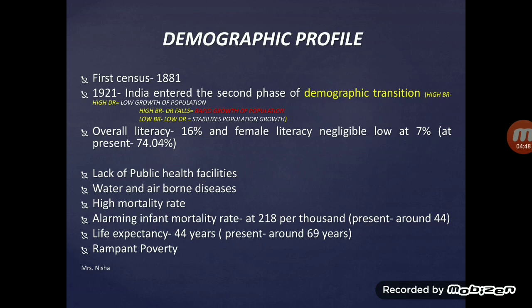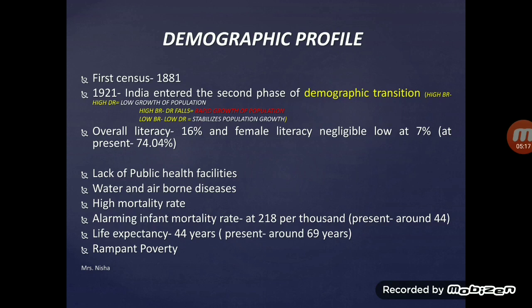Now, it's interesting to note that since we collect information about the population via census, the first census was conducted during British colonial rule, in the year 1881. I would also like to tell you that India entered the second phase of demographic transition in the year 1921. This is a very important year.